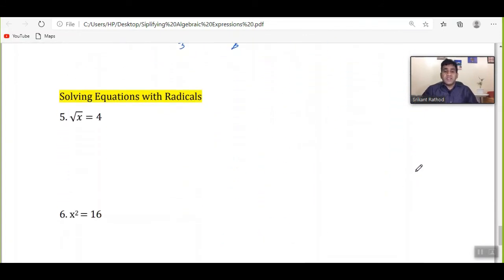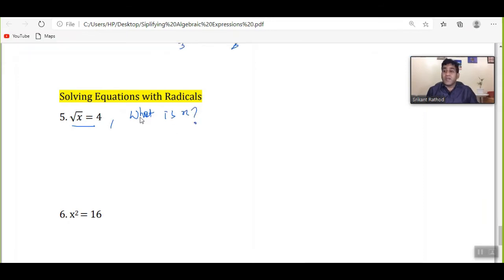Okay, let's consider some other type of questions which involve radicals. Many students get confused with simplifying an expression with radicals or roots involved in it. So here I have just taken some examples. The first expression I have considered is root of x is equal to 4. Then what is the value of x? How do you solve this?